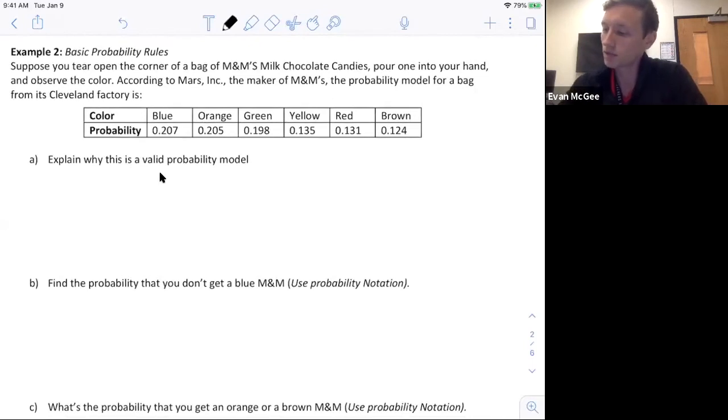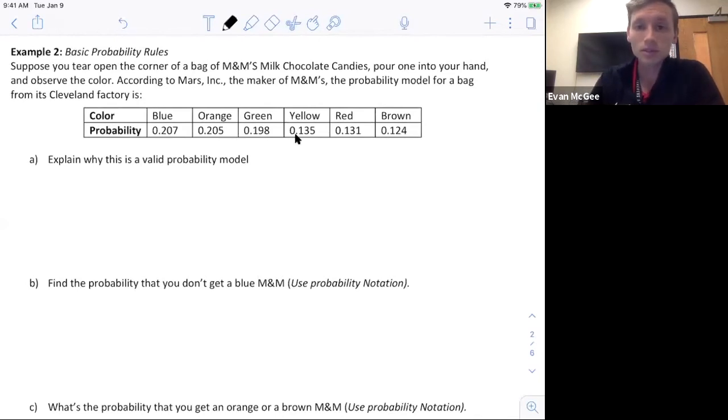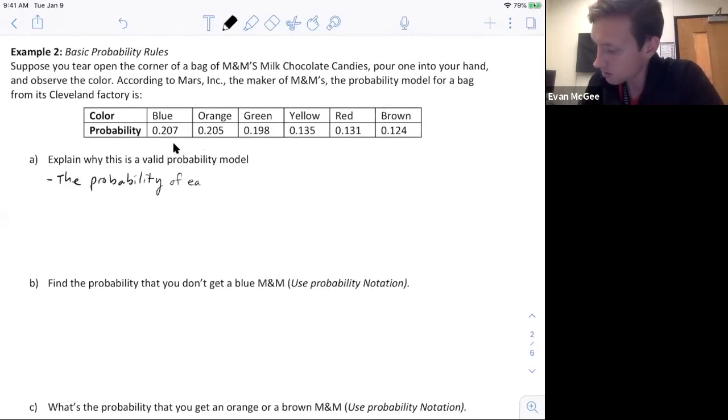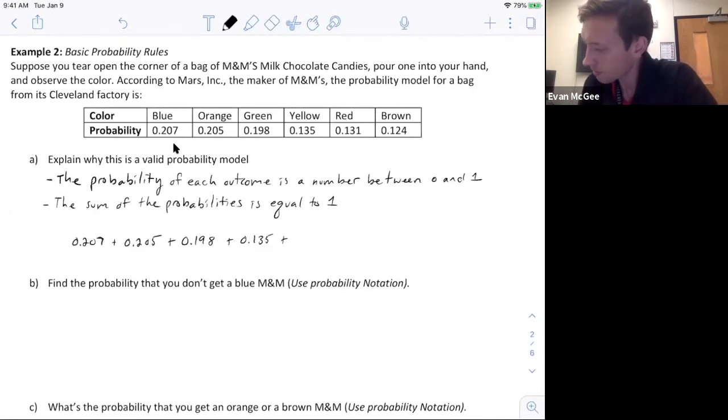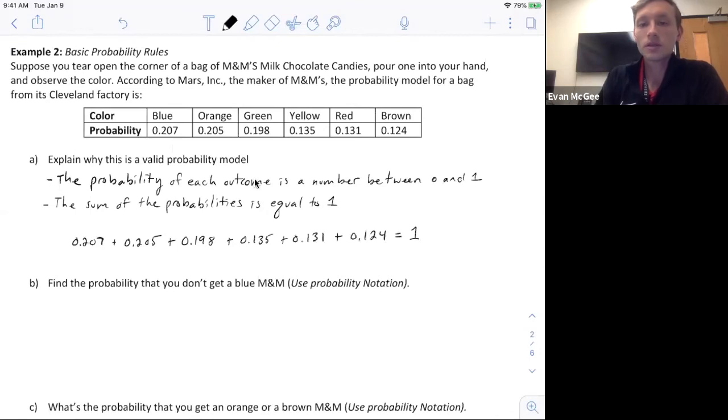So remember, probability models have to show two things. For this case, the sample space has to add up to 1. And the second thing is we have to make sure each of these probabilities is a number between 0 and 1, which you can see is the case here. So you can see each of the probabilities is a number between 0 and 1, and the sum of all the probabilities, or the sample space, is equal to 1, shown below. And that's because if you pour out a candy, you're going to get a blue, orange, green, yellow, red, or brown. One of those will happen. There's a 100% chance that will happen.